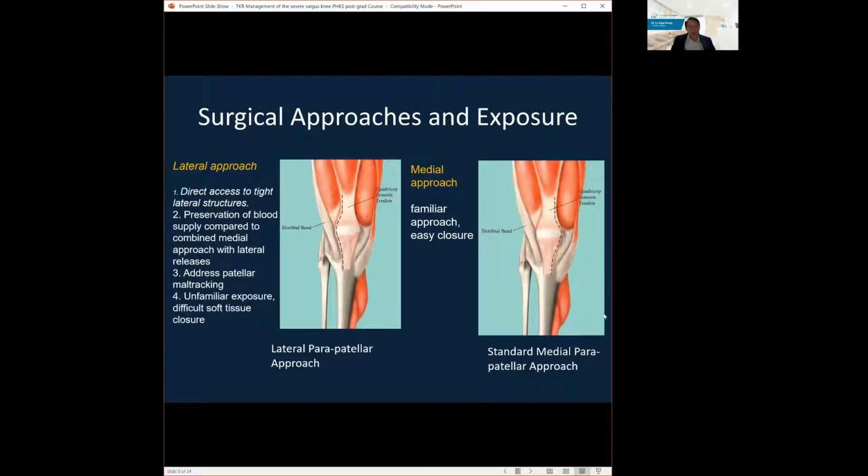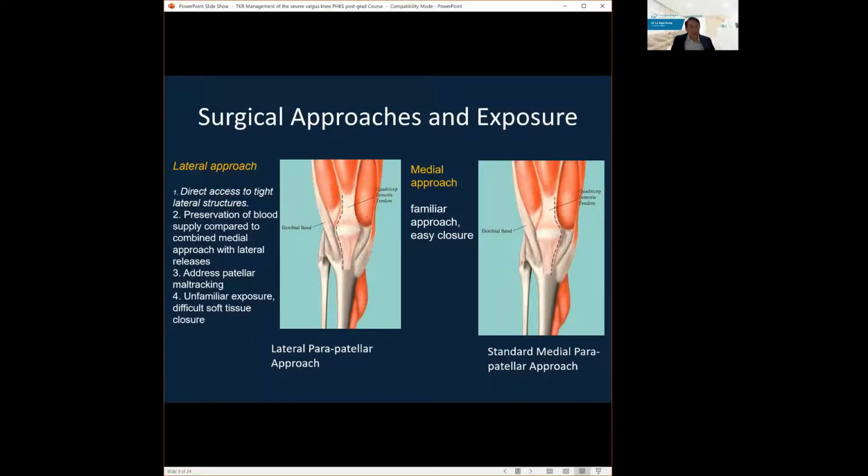The surgical approach to the valgus knee can be by the standard medial parapatellar approach, which is an approach that we are all very familiar with. Or we can also do it from a lateral approach. The advantage of the lateral approach being that we have direct access to the tight lateral structures for release.